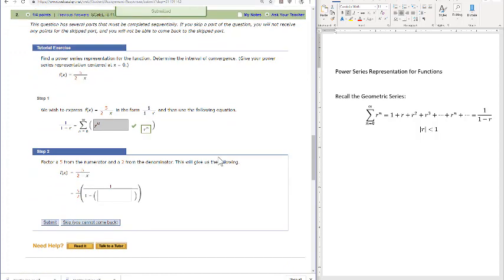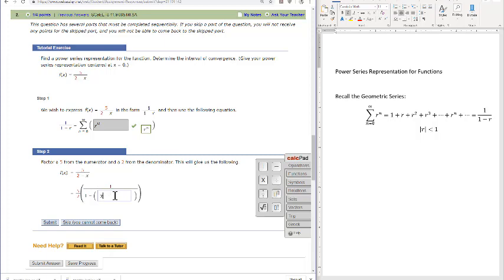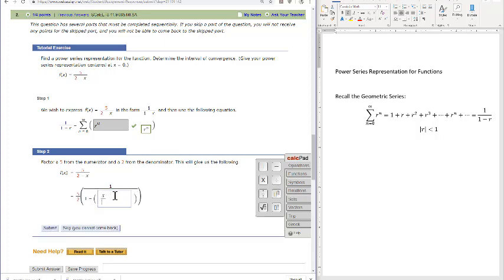And then to make it look like that, we can take a 5 out from the numerator and take a 2 out from the denominator. If you take a 2 out from the denominator, you're going to be left with a 1 as a constant term, but then you also need to take a 2 out of the x. And if you do that, you're going to get x divided by 2.